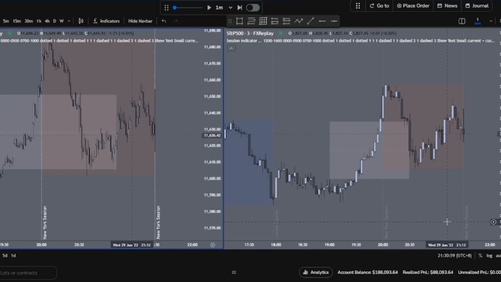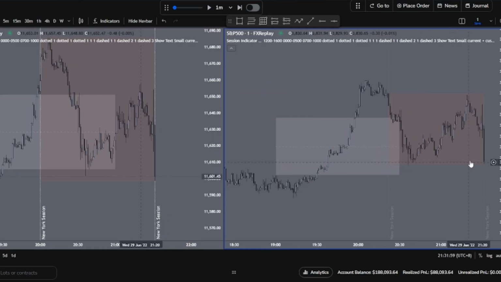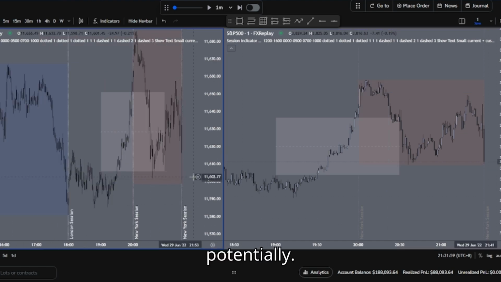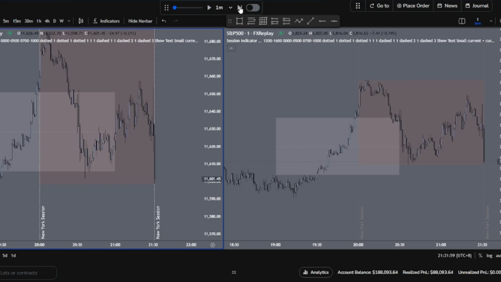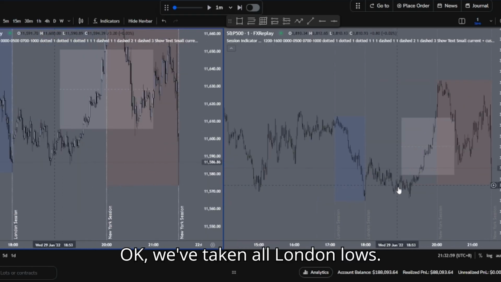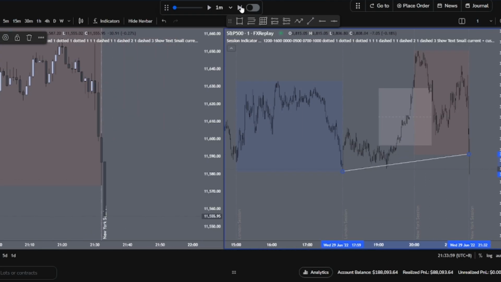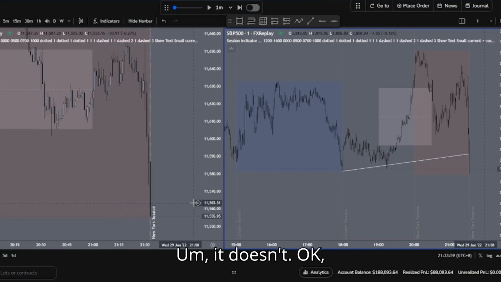Okay. Is that an SMT? Potentially. Okay, we've taken out London lows. ES has not. Let's see if this SMT holds. It doesn't. Okay.